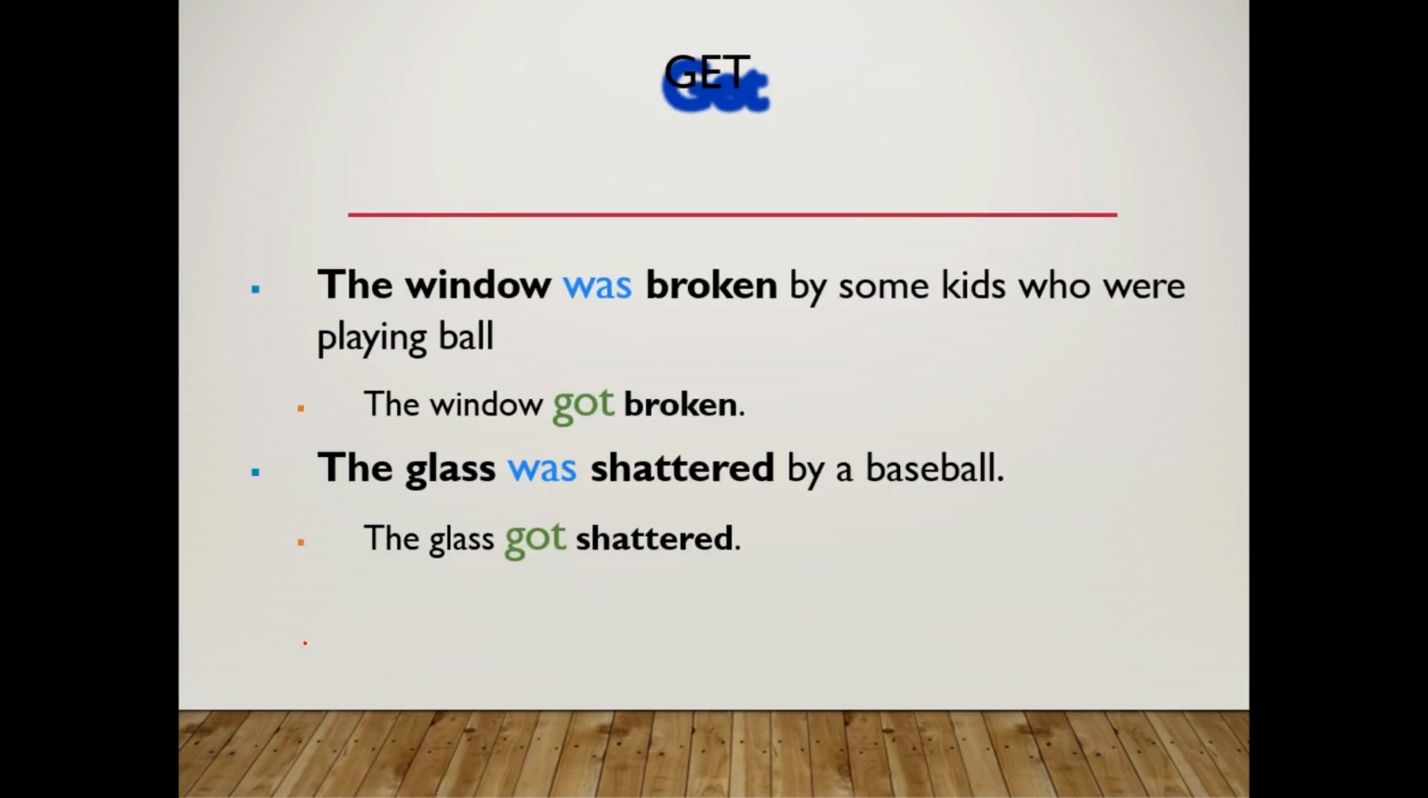So this is another thing, guys, that you have to know. There is get. It's not only using be, but also you can use get. Another example, this one. The window was broken by some kids who were playing ball. Was, you can change was to get, got. Remember got. The glass was shattered by a baseball. The glass got shattered. Okay?